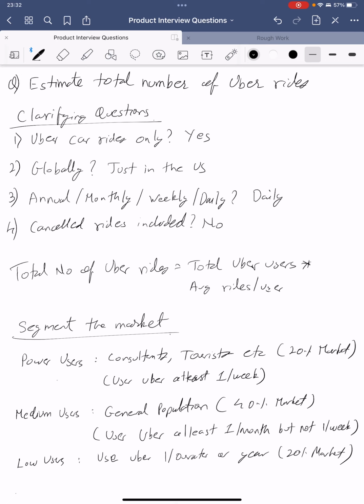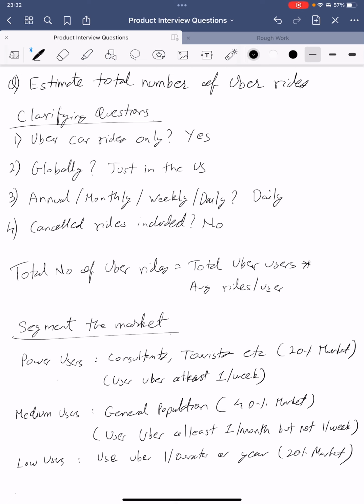Also, it is good to clarify geographic location. So globally or just in US? I expect the interviewer to reduce the scope of the problem and say just in US. Then annual, monthly, weekly, daily, it's up to you. How do you want to calculate? Annual is easy, daily is also easy. So let's go ahead with daily.